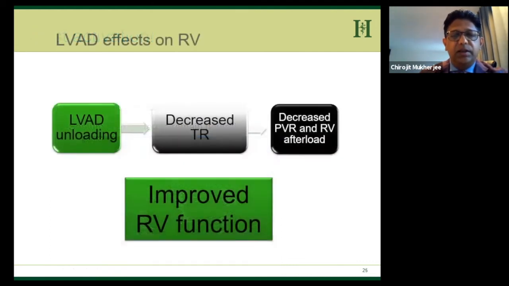So what happens in this kind of situation where the LVAD is unloading? You basically have a decreased tricuspid regurgitation and decreased pulmonary vascular resistance and RV afterload. This is an ideal situation, and all this leads to an improved RV function, and that means you have successfully activated the left ventricular assist device, which has led to a proper unloading of the volume status.